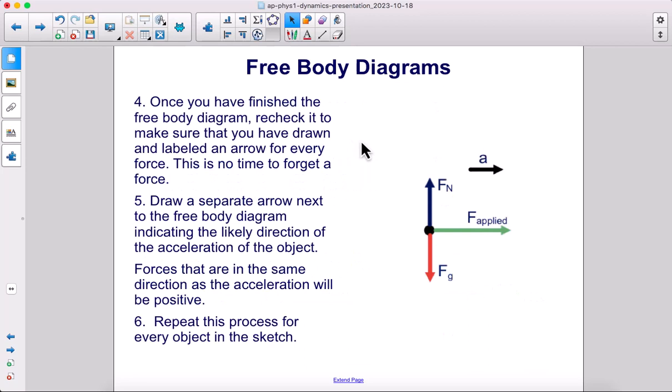Once you've finished the free body diagram, recheck it to make sure that you have drawn and labeled an arrow for every force. This is no time to forget a force. Then draw a separate arrow next to the free body diagram, indicating the likely direction of the acceleration of the object. Forces that are in the same direction as the acceleration will be positive. Repeat this process for every object in the sketch.